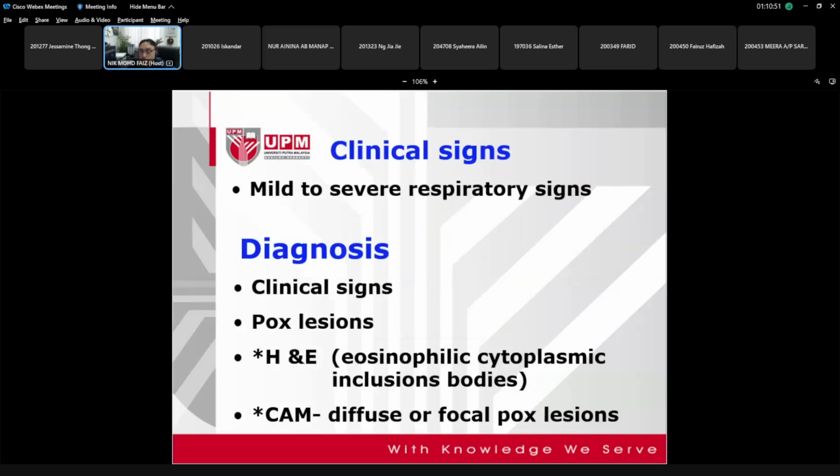Okay. So, if you want to do diagnosis based on the clinical signs, it's quite obvious lah. Yang ni paling senang. You nampak, dia tahu, ni pox ni. And pox lesion. If you want to do histology, it's quite unique also. You can do H&E staining on the scab. Expect to see eosinophilic cytoplasmic inclusion bodies.